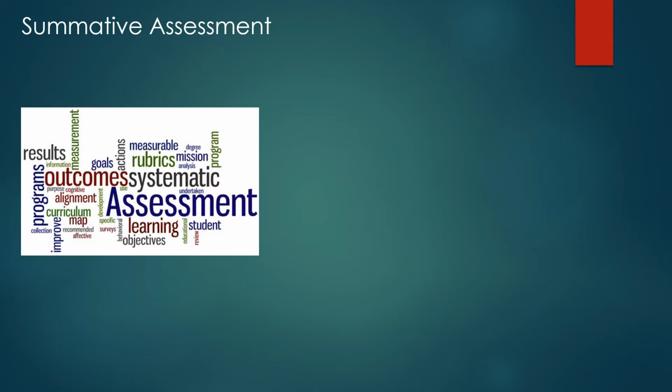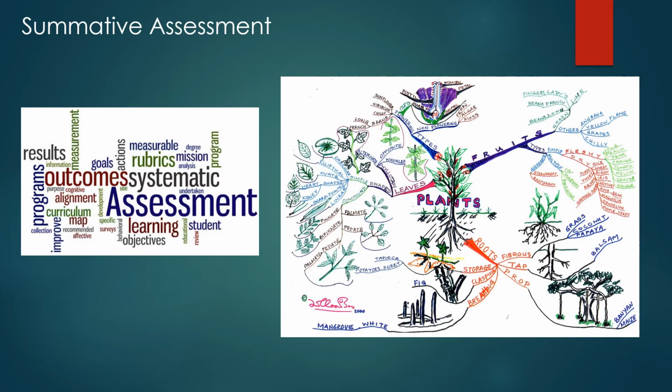Summative assessment feels less like the dress rehearsal and more like the final performance. And so we can see that the words associated with summative assessment revolve around systematic measurement and sort of finality, though we are always growing and learning. An example of summative assessment could be a mind map like this one of plants shown in the slide.